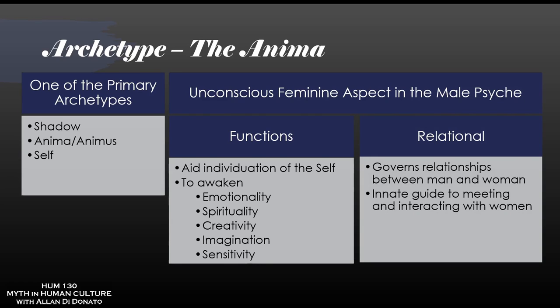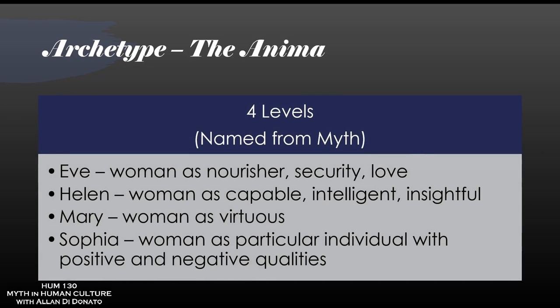But it's a relational archetype. It's supposed to govern the way a man relates to a woman, right? It's a kind of built-in and innate guide to interacting with the opposite sex in various relationships. So when it comes to this general anima, it manifests itself in different forms. For instance, for Jung, there were at least four levels of the anima archetype. There would be the Eve, Helen, Mary, and the Sophia. All of these actually come from either Greek words or mythology in general.